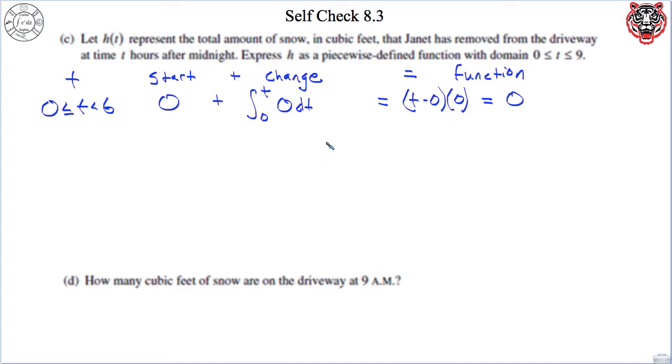Yeah. But why are you multiplying it again? So whenever you have a constant function, our trick is you do this minus this times this. So t minus 0 times 0. So our function is going to be 0.